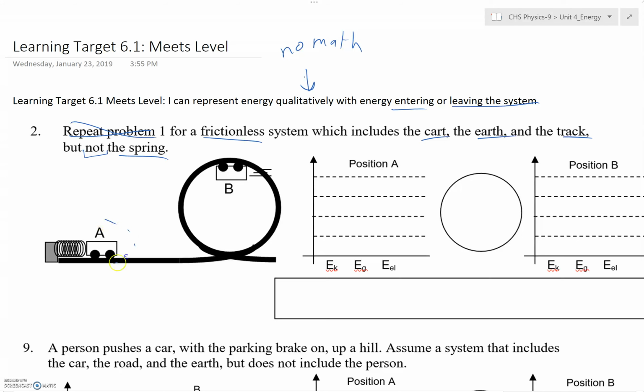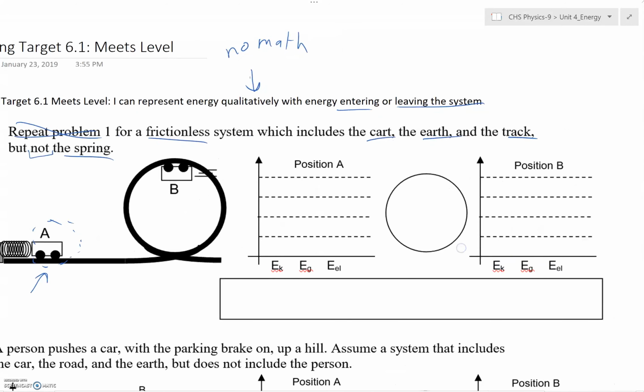So to start off with, it's going to be important that we say that this is in our system. The dashed line represents our system. In the O of an LOL diagram, you're going to represent everything that's in our system. So we've got the cart, the earth, the track, and I'm not going to write spring in here this time. Because I don't have the spring in my system, I cannot say that we have elastic energy, because the spring is where the elastic energy is, and the cart's not being stretched or compressed, so there's no elastic energy.